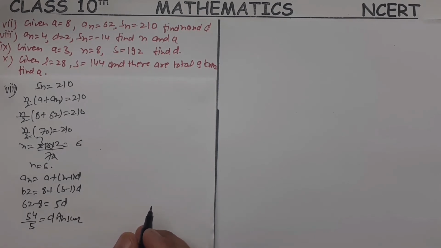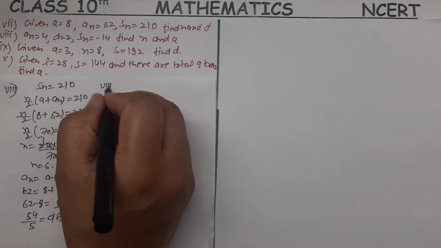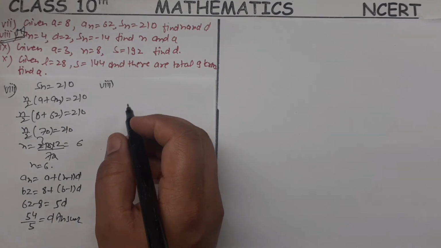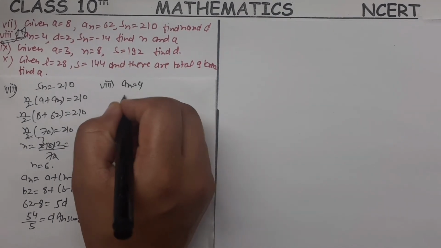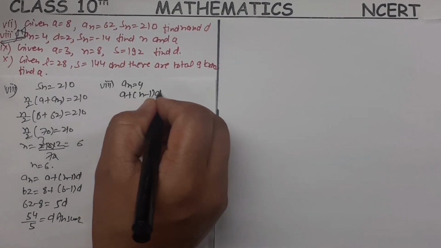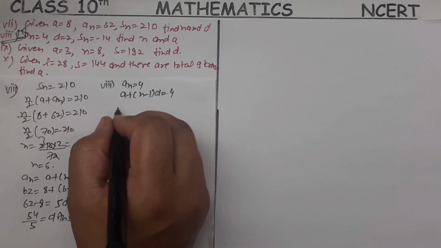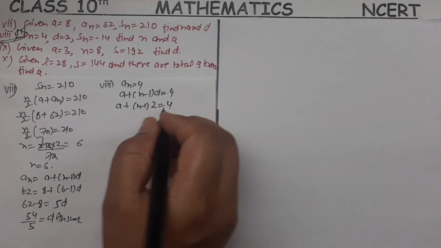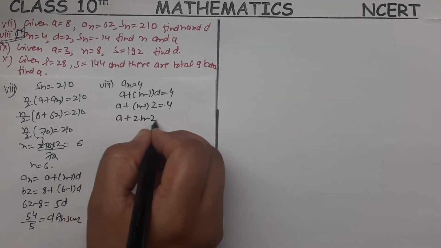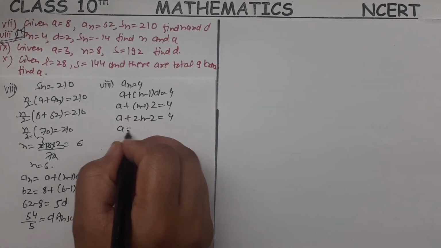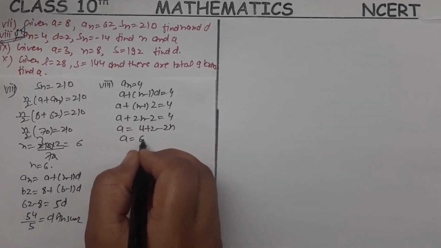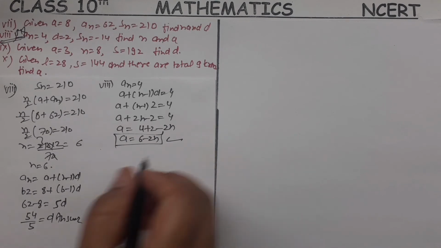Now the next is part 8th, most important part. a_n = 4, a plus (n minus 1)d is equal to 4. a we don't know, n also, d is 2, equals 4. a plus 2n minus 2 equals 4. a is equal to 4 plus 2 minus 2n. 6 minus 2n, that is a.